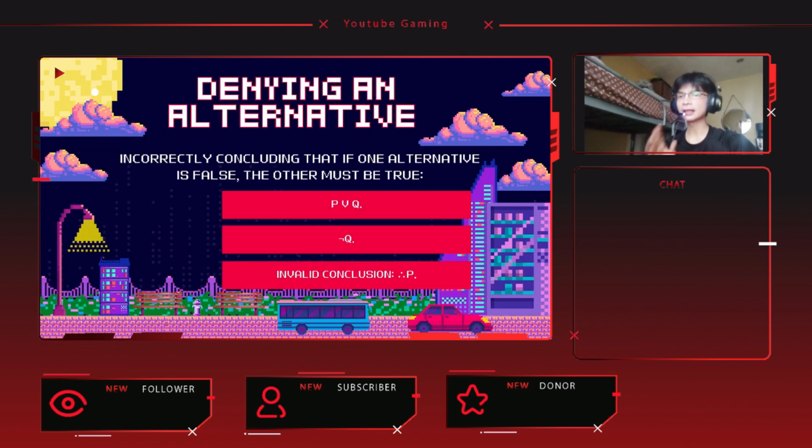Next up is denying an alternative. This involves incorrectly concluding that if one alternative is false, the other one must be true. Let's take the example P or Q. If it's said that it is not Q, it is invalid to conclude that therefore it is P. This reasoning is flawed because just because Q is false doesn't mean P has to be true.